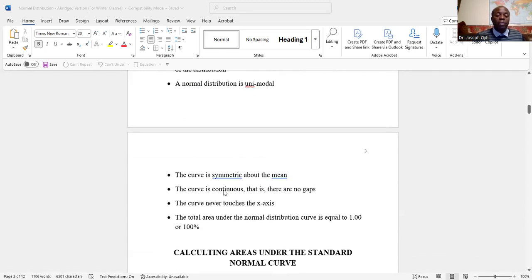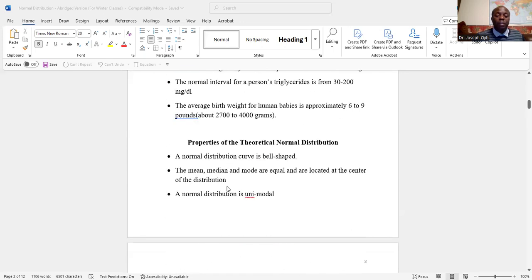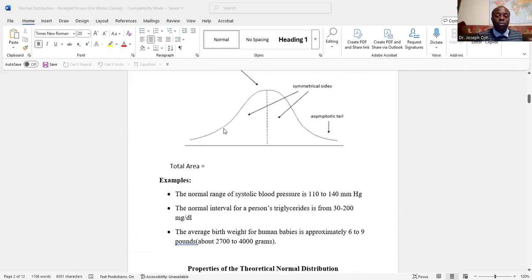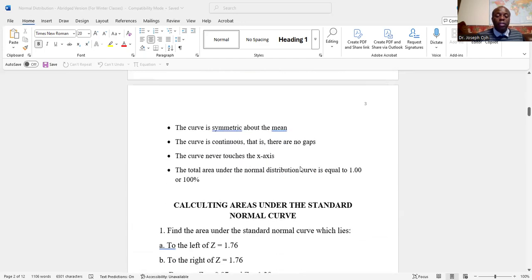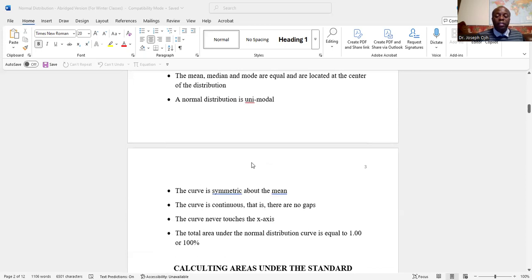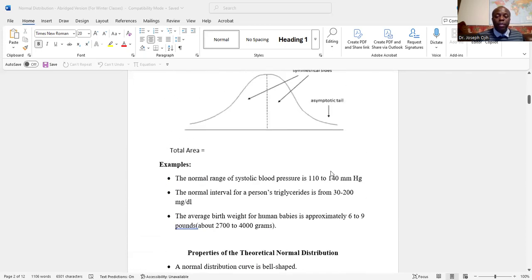The curve is continuous, and that means that there are no gaps. It goes smoothly, with no gaps. Another property is that the curve never touches the x-axis. As you can see from my chart, even though it gets closer and closer to the x-axis, it never touches it.